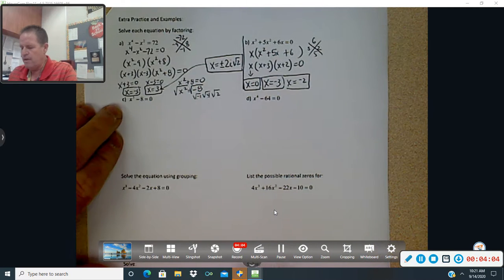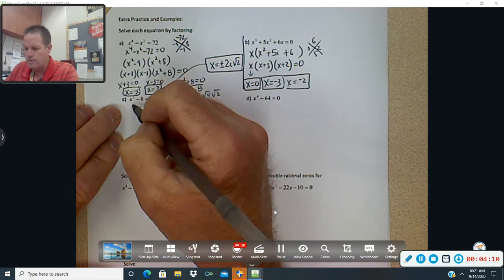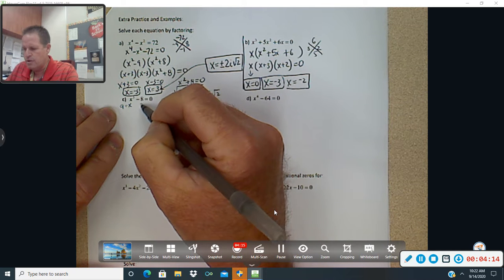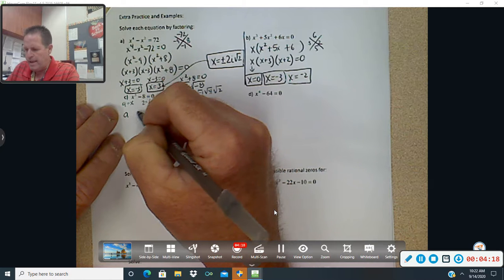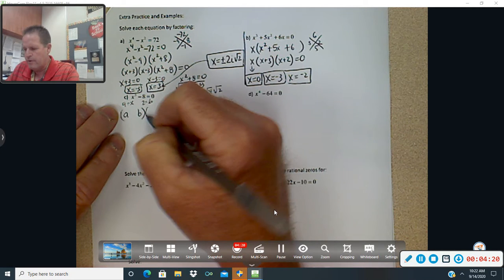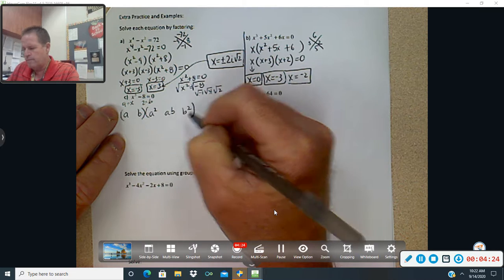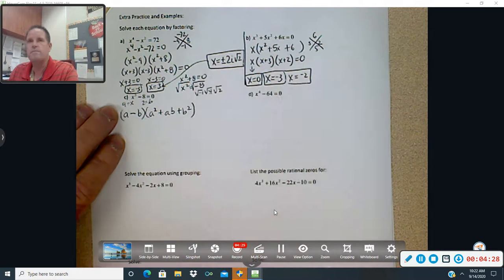All right, the third one here, letter C, is going to be a little bit more involved. It's a cube pattern, so our x is our A, and 2 is our B. Remember, we do A minus B, this is the cube pattern, times A squared plus AB plus B squared. Same sign, opposite sign, always positive.